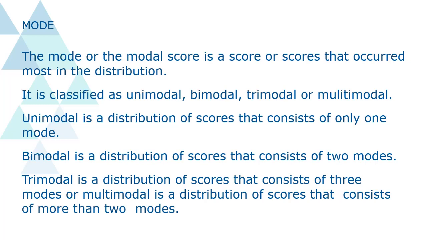Now let us see the classification of mode. It is basically classified as unimodal, bimodal, trimodal and multimodal. Unimodal is a distribution of scores that consists of only one mode. Bimodal is a distribution of scores that consists of two modes. Trimodal is a distribution of scores that consists of three modes, and multimodal is a distribution of scores that consists of more than two modes.